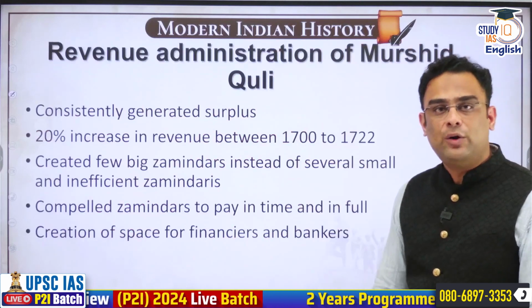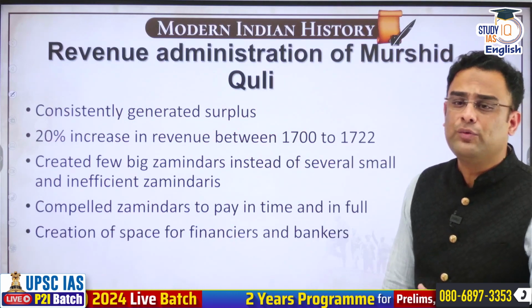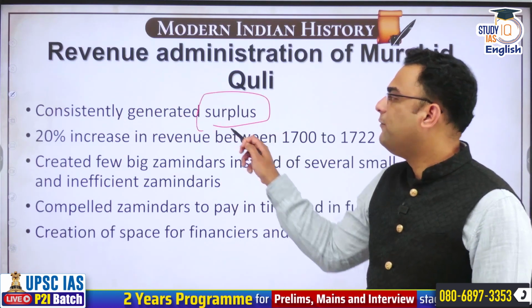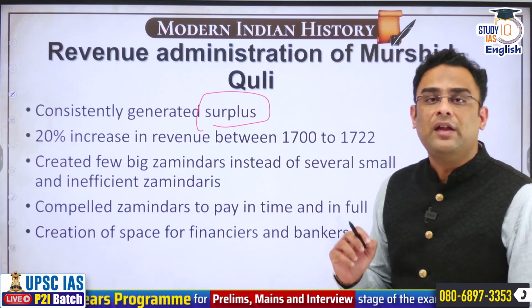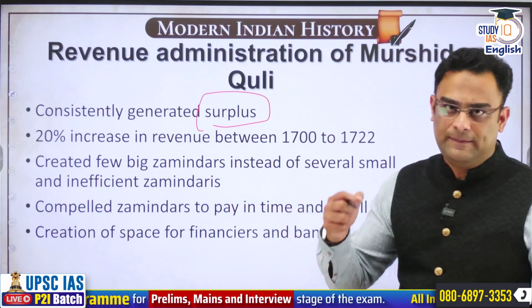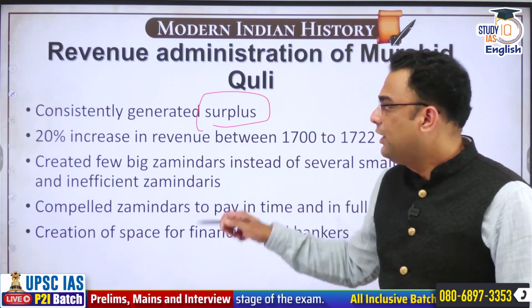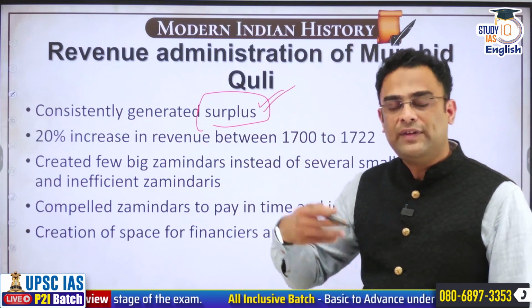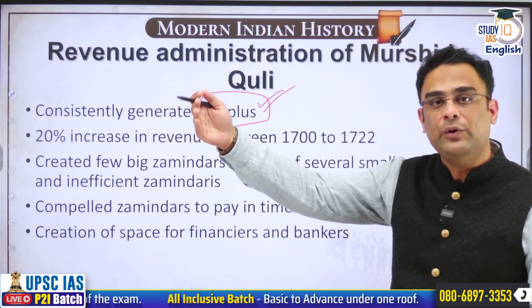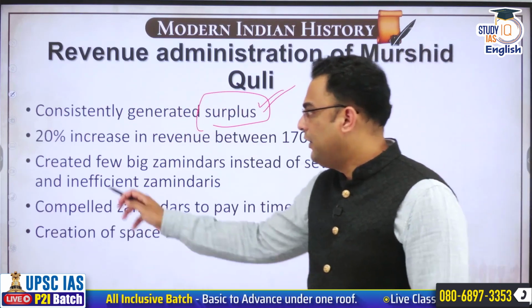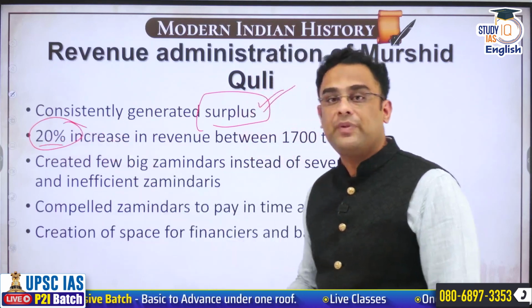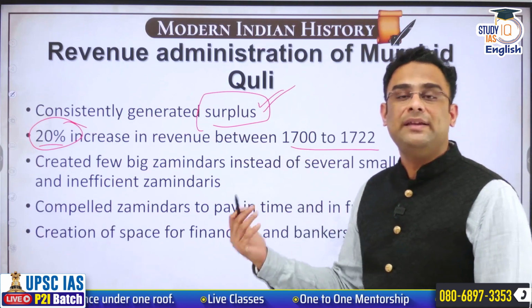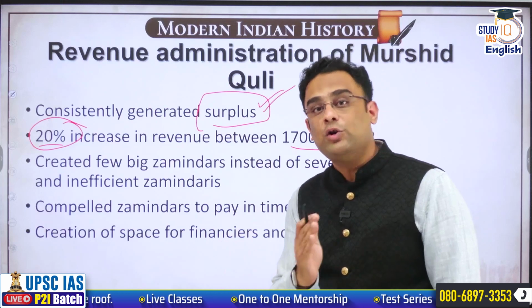So this is a brief background about Murshid Quli Khan. Now, why was Murshid Quli Khan so powerful and so successful? The sheer reason behind that was that he was a very, very efficient revenue administrator. Even in those worst times, through his robust administrative systems, he was able to constantly generate surplus. He was able to repatriate huge sums of money as revenue to the Mughal exchequer. Historians report that during his period, there was a 20% jump in revenue. A 20% jump in revenue is a very sizable sum for those times, guys.